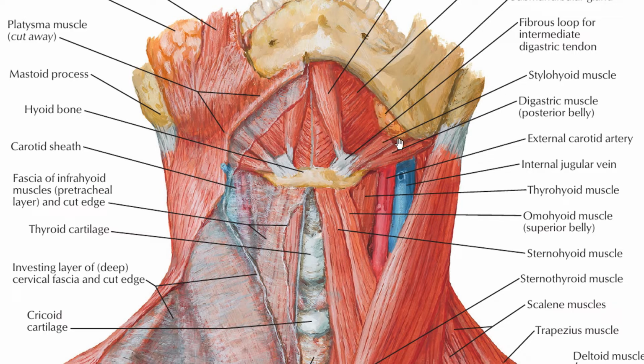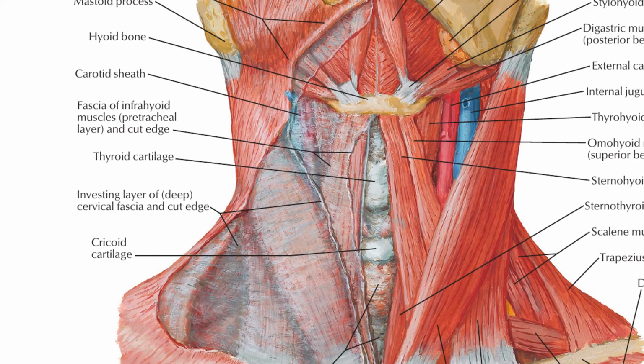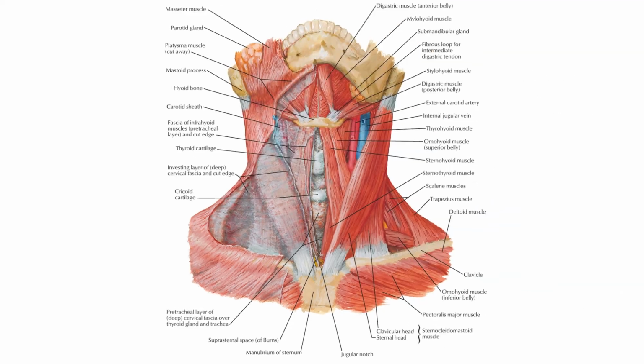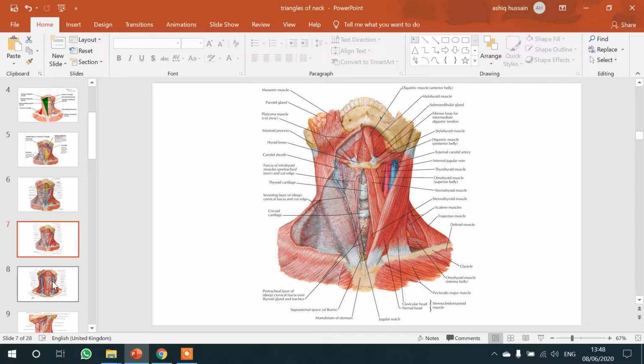And here you are looking at this structure, the submandibular salivary gland, which almost fills this submandibular triangle. Now the same structure I'm going to show you from another aspect.